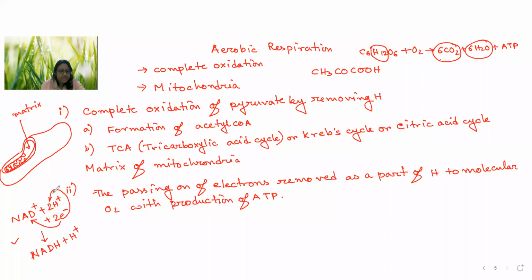Now how is this done? First of all, we need to understand that this is occurring in the inner mitochondrial membrane. Okay, so what is the inner mitochondrial membrane? So this is my inner membrane of mitochondria, this one. These finger-like crusty structures are there.